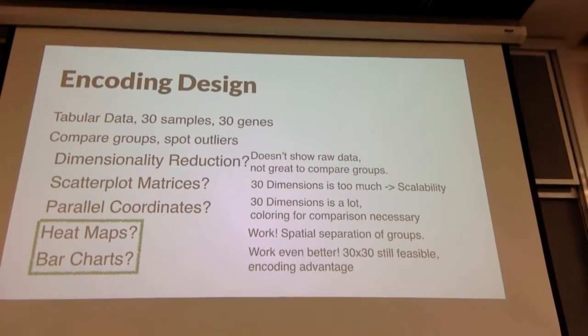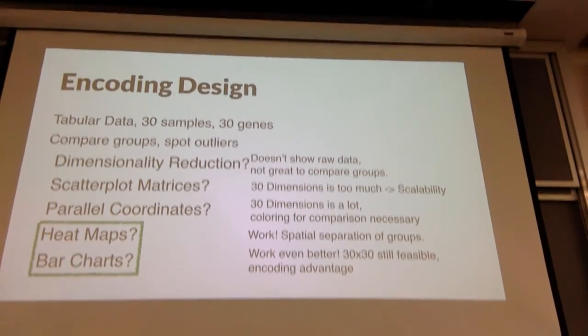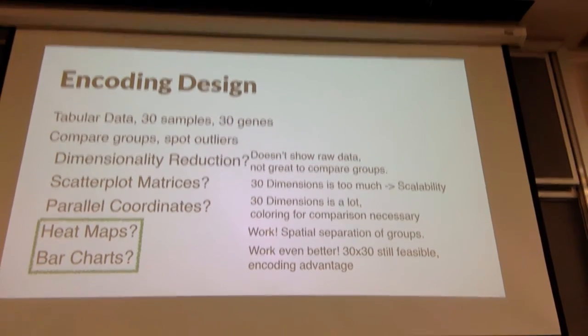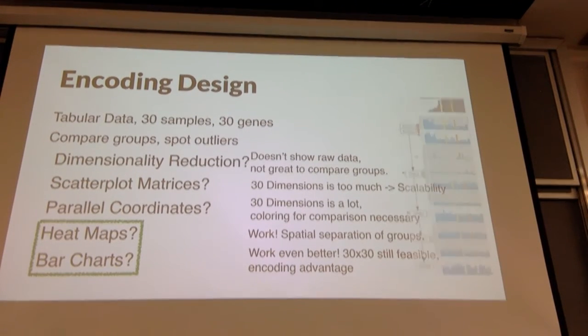And for bar charts, that works even better because we use position instead of color. 30 by 30 is still feasible for bar charts. It wouldn't be possible if I looked at like 1,500 genes, for example. Then we would have to use a heat map. But for 30 by 30, you can actually use a bar chart.